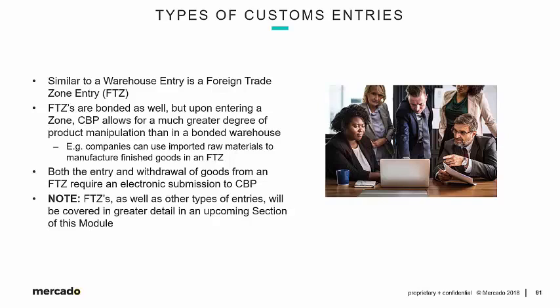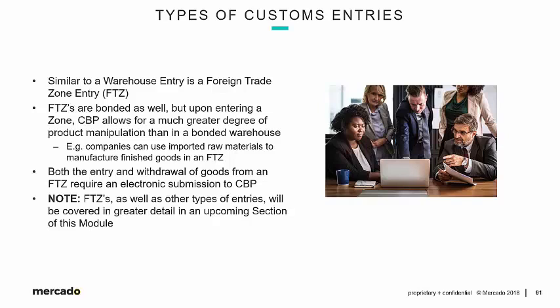Depending on the type of bonded warehouse, goods can go in, but they can't be touched. They have to come out the same way they came in. In an FTZ, it's the exact opposite of that. A much greater degree of manipulation. In fact, as we see in our sub-bullet, as an example, companies can use imported raw materials to manufacture finished goods in an FTZ. We use the example of BMW in Spartanburg, South Carolina. That whole campus, that whole facility is one big giant FTZ. Certainly not the only example of an FTZ in the country, but a very prominent one.